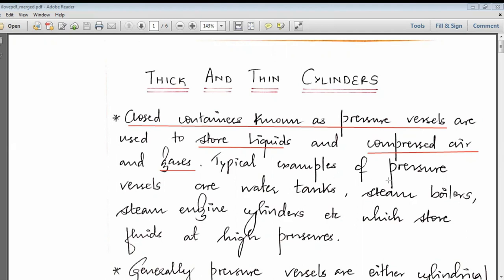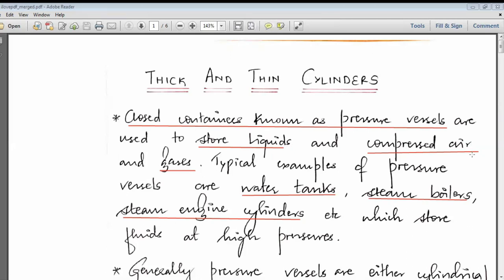The typical examples of pressure vessels are water tanks, steam boilers, steam engine cylinders, etc., which can store fluids at high pressures. You can also take the example of your domestic LPG cylinder, which also comes under closed containers. The oxygen cylinder, which is used in hospitals, also comes under the category of closed containers, that is, cylinders.